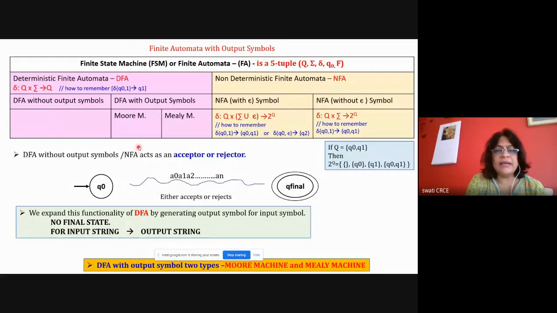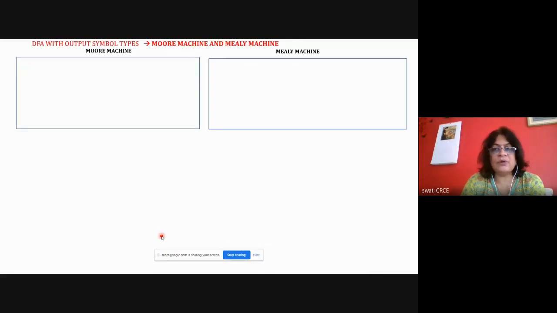Now for the DFA with output symbol, there is no final state, and for the input string, the machine generates an output string. So you have the input string and you get the output string, so there is no final state. Here it is acting as a generator, generating a new output string. I told you this before, but because of the break I thought we would have some revision of this.